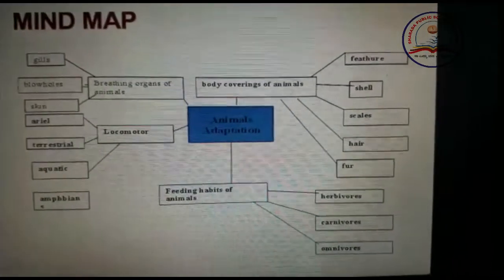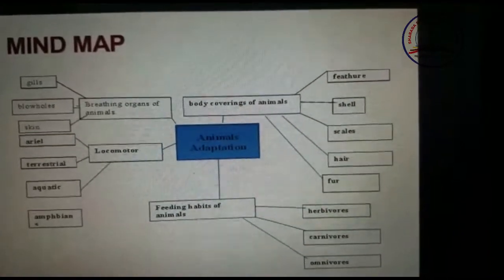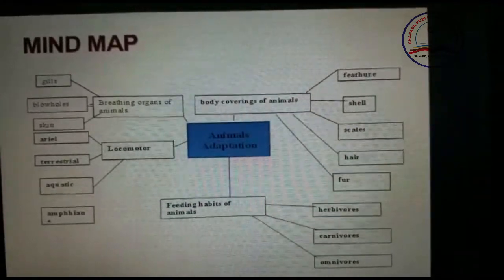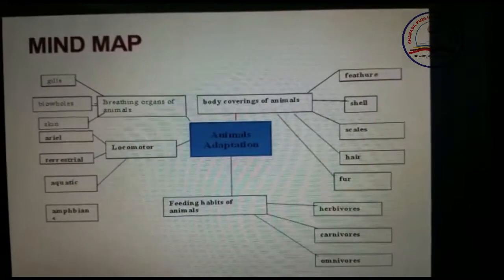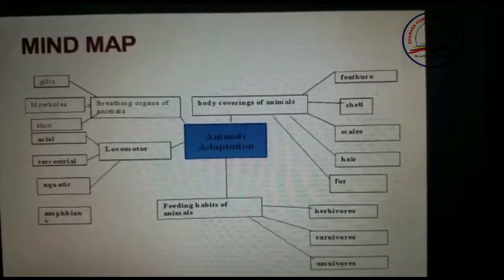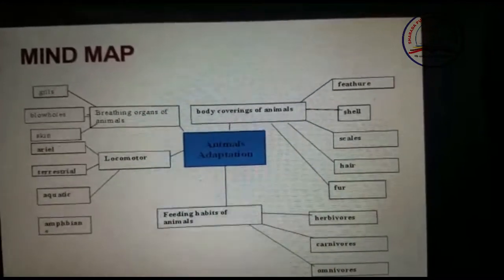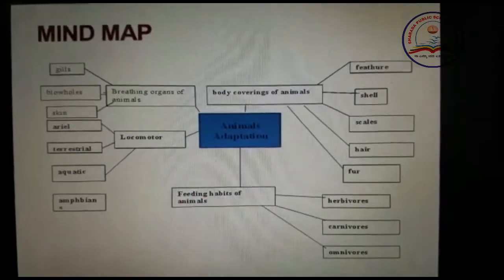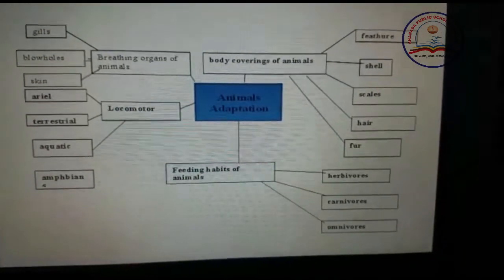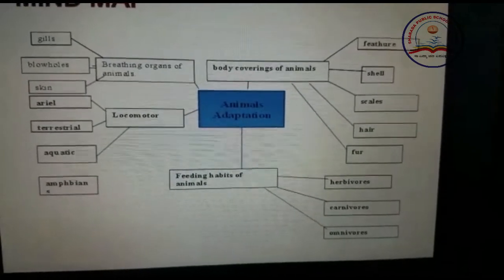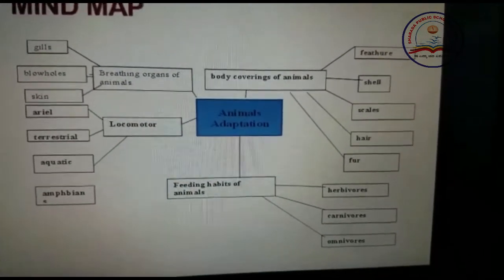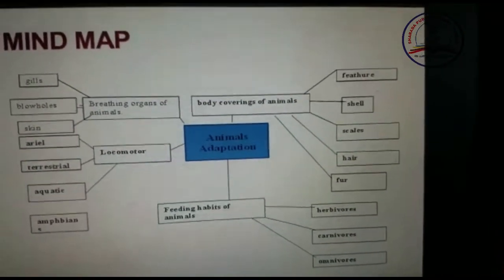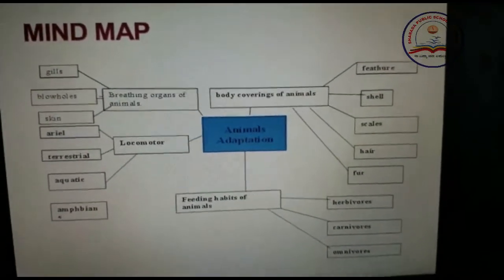Now, let's understand the entire lesson with a mind map. Body coverings of animals. What are body coverings of animals? It helps them to protect themselves and also keep them cool and warm. Feather, shell, scales, hair and fur.